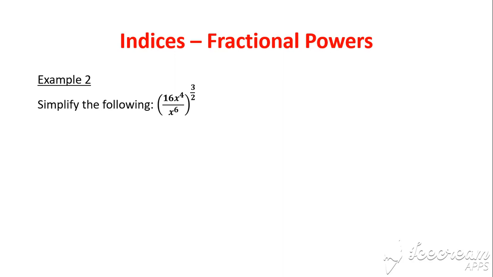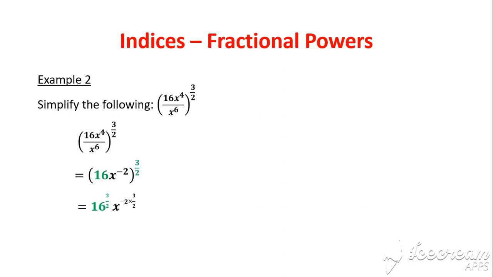Right, let's try another one. Simplify the following. Inside brackets, 16 times x to the power of 4, all divided by x to the power of 6, all raised to the power of 3/2. So what are we going to do to start with? Let's start inside the brackets and simplify this. X to the power of 4 over x to the power of 6, we can subtract the powers and get x to the power of -2.